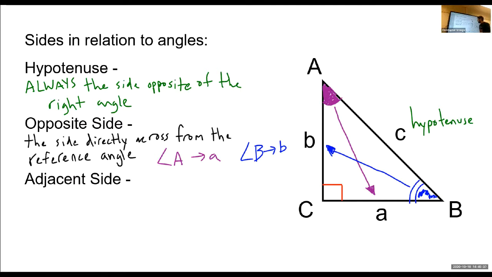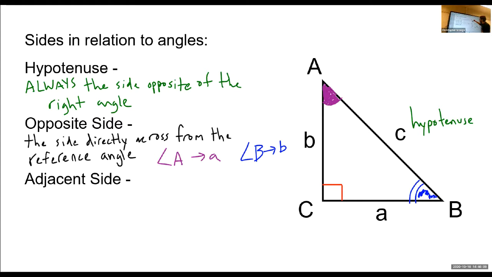Now, what about the adjacent side? We've talked about this word adjacent before when we talked about adjacent angles. Now we're talking about adjacent sides. Well, when we say the word adjacent, what we mean is that it's right next to something. So what we're looking for is the side that is right next to the angle. In other words, it's the side that connects the angle that we're looking at to the right angle.